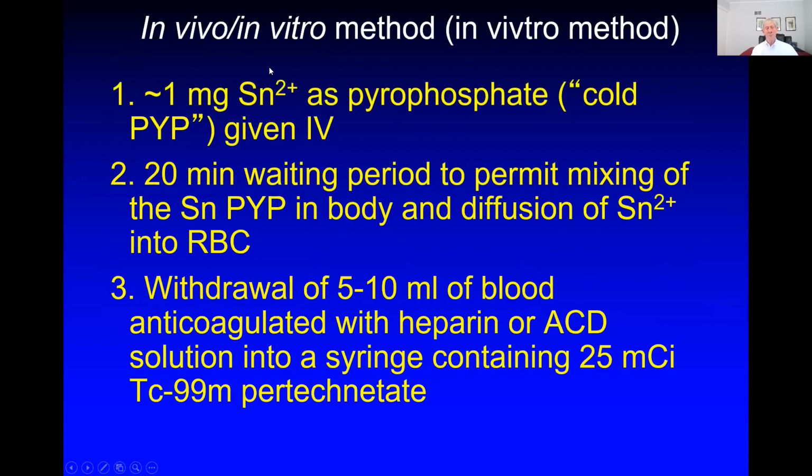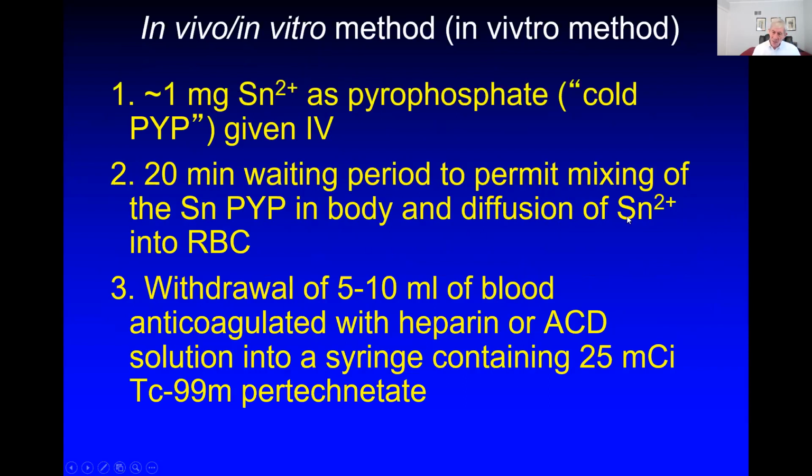Here's the second one. This is an improvement over the first one. Starts out the same way. We give 1 milligram of stannous intravenously. We wait 20 minutes, and that permits the stannous to diffuse into the red cells. But now look what we do. We're not injecting pertechnetate into the body.